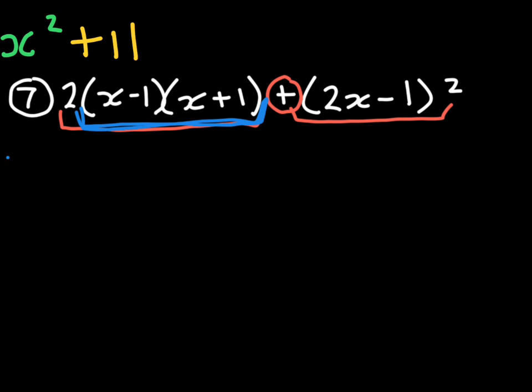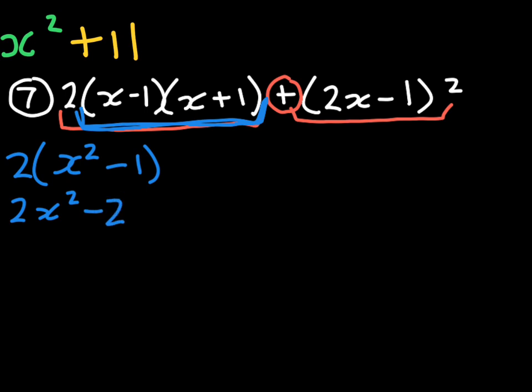So what we do, we're going to keep the 2 for now. Now remember our rule for a difference of 2 squares. We take the first term, which is x, and we square it. So that'll give us x squared. We minus, and then we square the last term. So 1 squared is just 1. Now we can multiply that out, and that will give us 2 times x squared is 2x squared, and 2 times minus 1 is minus 2.